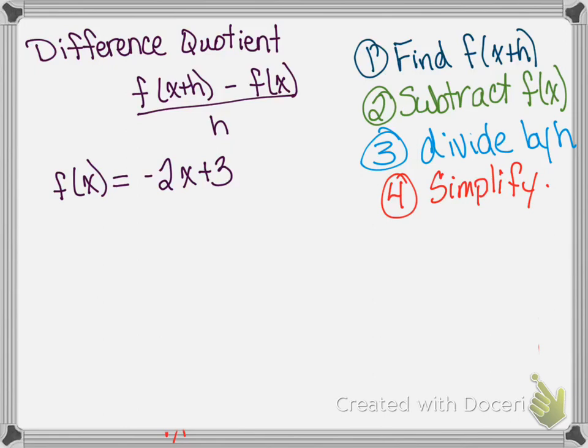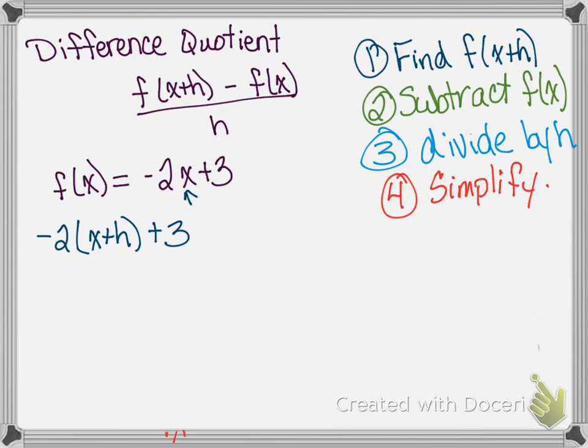The first thing that we're going to do is find f of x plus h. So that means for this x right here, I'm going to put in x plus h. So I've got negative 2 times x plus h plus 3. And that is the first thing that we do, we find f of x plus h. And we are going to simplify that in just a minute.